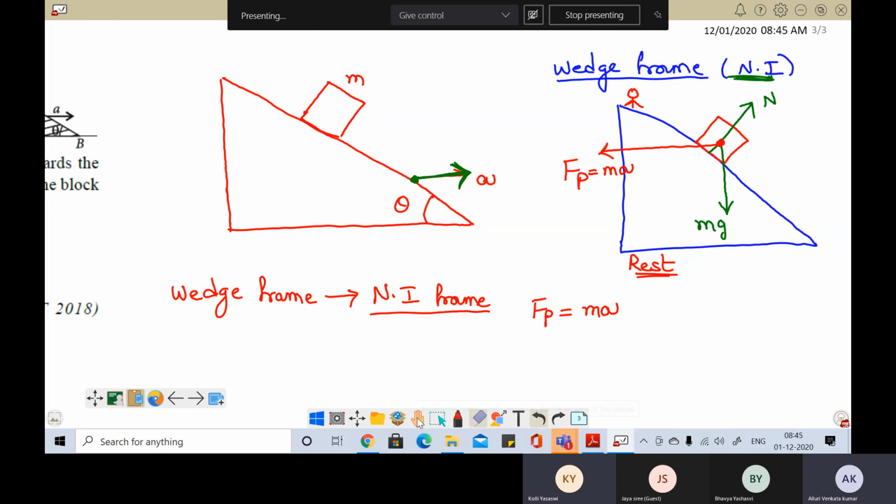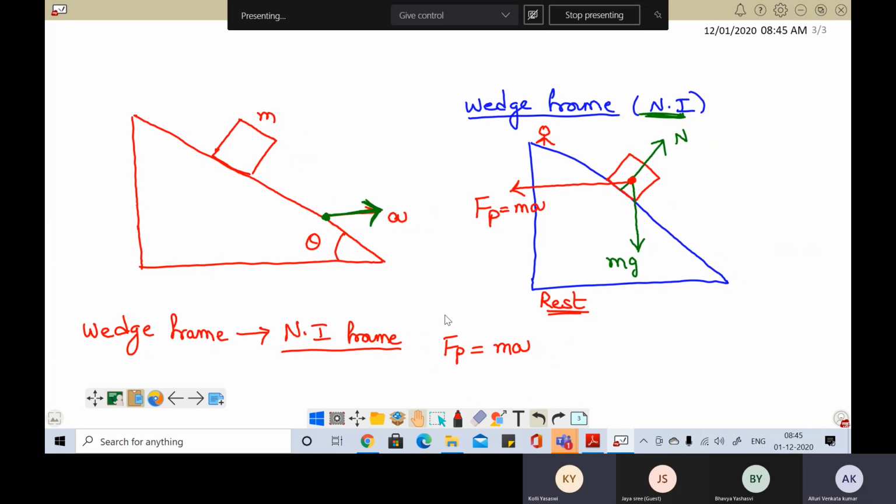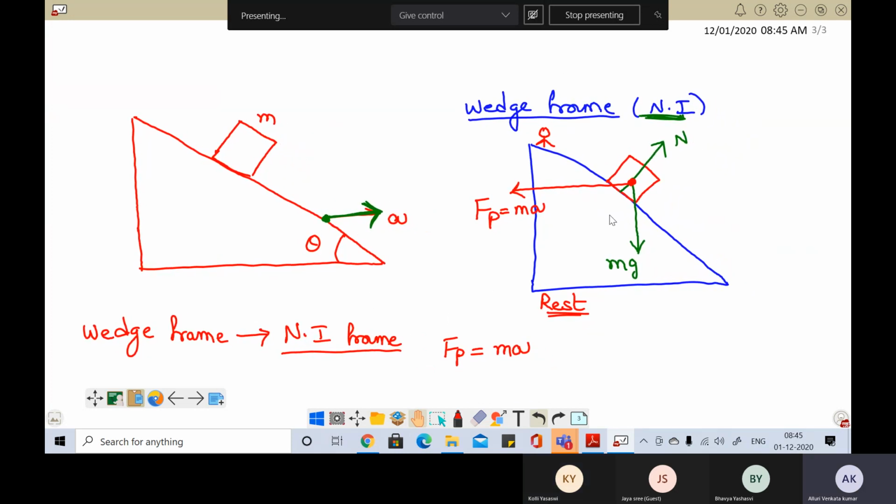Which forces have to be resolved? Normal reaction is perpendicular to the inclined plane, so N is fine. Then mg, correct, and the pseudo force. So now let us resolve mg. What are the components? Tell me. So mg cos theta and then mg sin theta. Which side is mg sin theta?